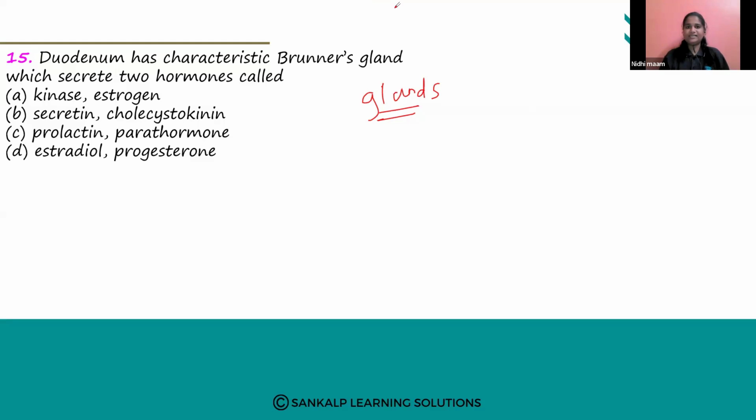Fine. Who is going to answer this? Quickly, how soon you will answer? That many questions we can solve. If you don't answer quickly, we cannot solve more questions, so I will have to drag the class. Quickly. What is your answer on this? Which two hormones does the Brunner's gland in the duodenum secrete? Anyone?